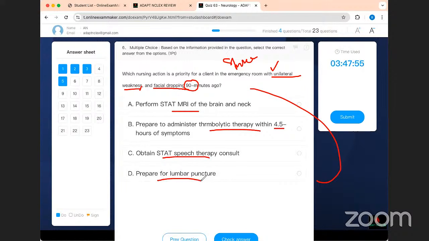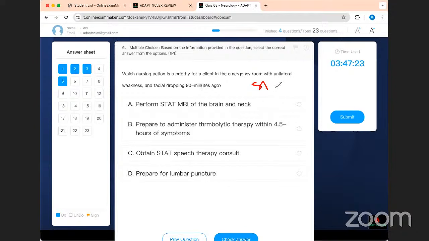obtain speech therapy, or get a lumbar puncture. Prioritization 101, based on your content. What do you think you should do? The patient has stroke, right? What do you think you should do? Everybody knows when you have stroke, we've got to look into your head. But MRI is not what is used. An MRI takes some time. It can take like 6 hours to do an MRI. It can take a long time. CT scan is the diagnosis of stroke, not MRI.